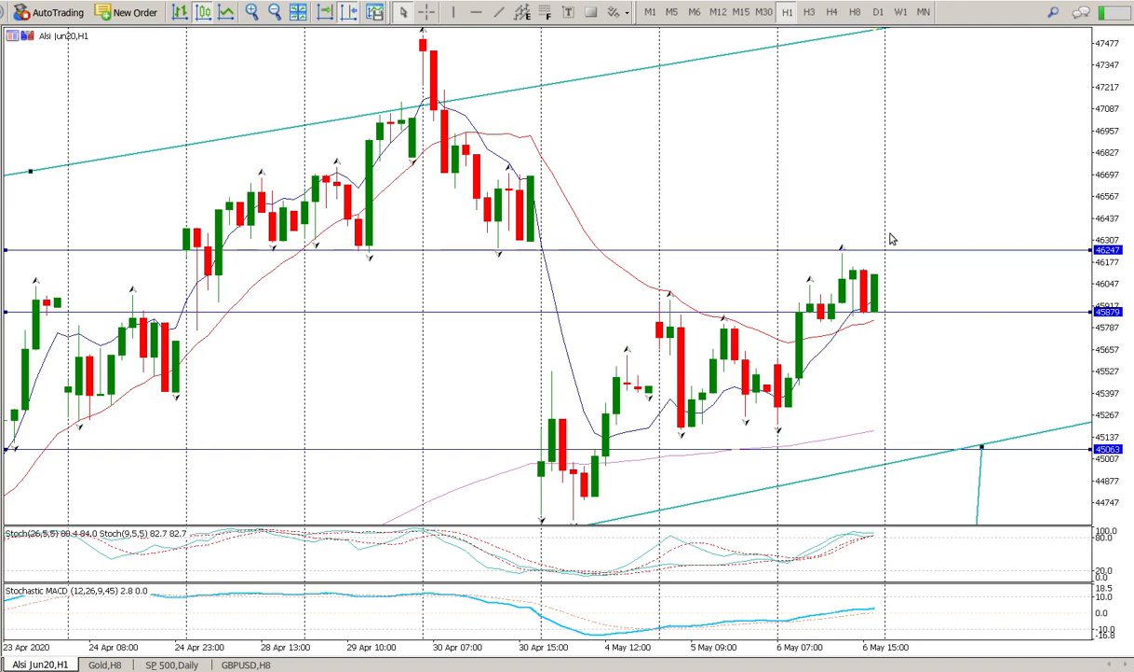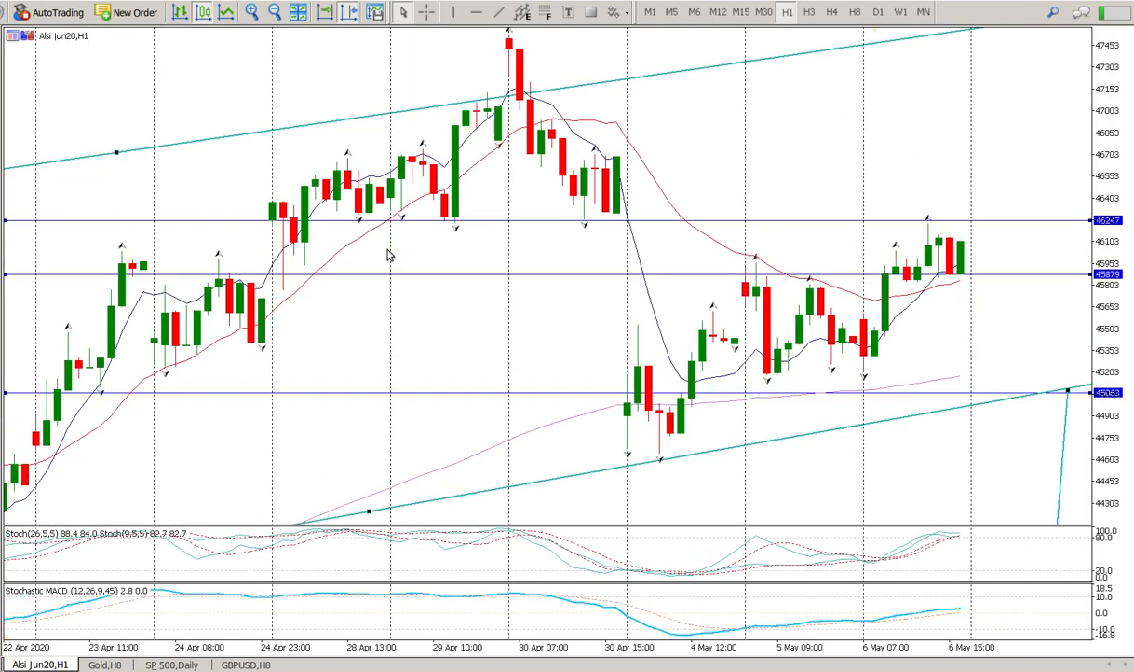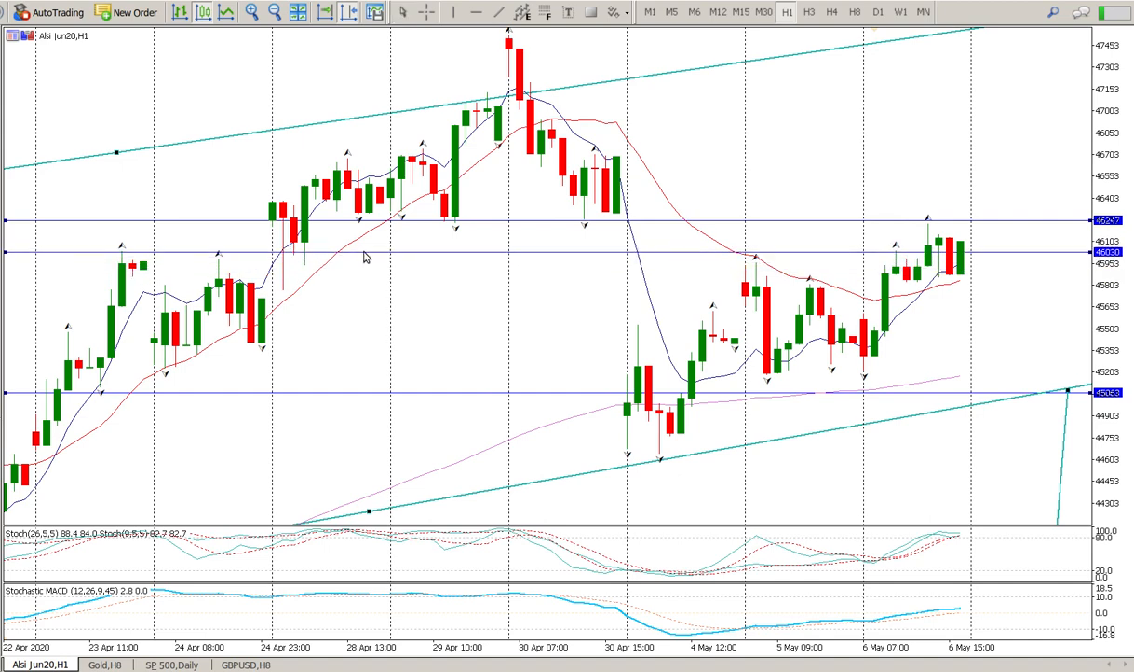We don't have an entry on the 1 hour, but if this test holds, in other words, this area here of 46,247, which technically is a level of resistance.